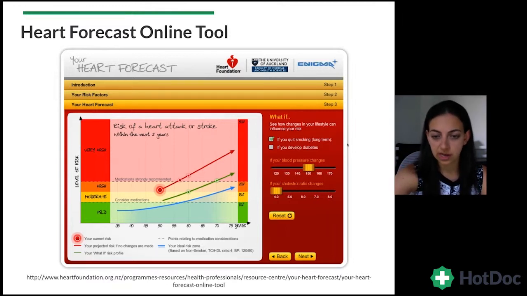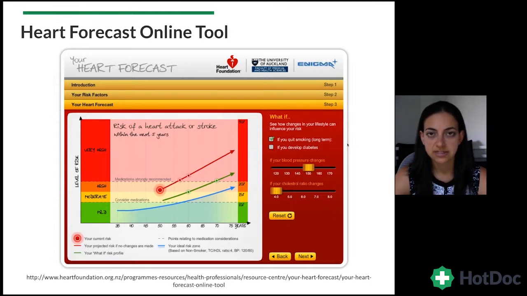In terms of the colors of the lines, the red line is the current risk for this patient. The blue line at the bottom is the ideal risk zone where we want them to be sitting. And the green line shows us what difference it's going to make if the patient changes some of these factors. So for example, here we've ticked, what happens if I quit smoking, in the long term? And we see that risk considerably comes down.